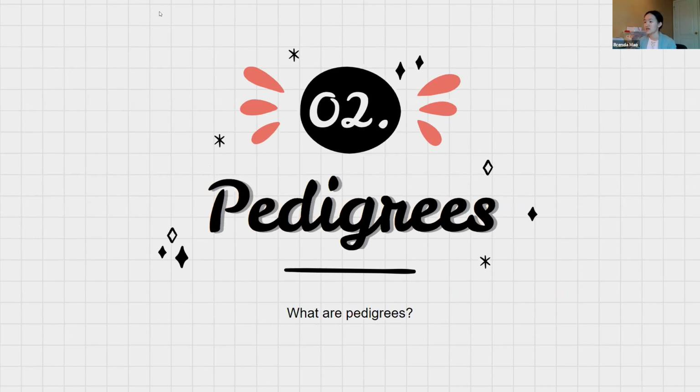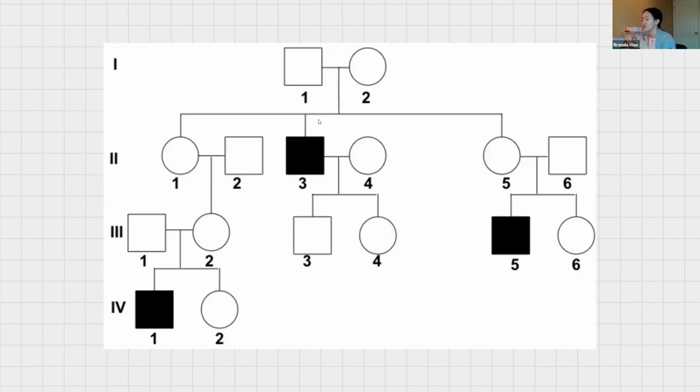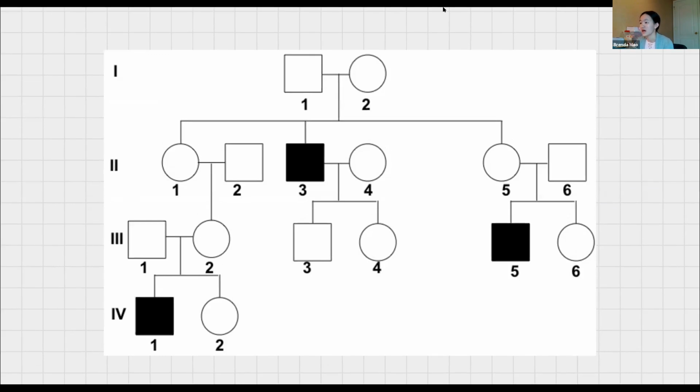No? Alrighty. Okay, so on to the main portion of this class, which is going to be pedigrees. First of all, I have an image of a pedigree. The first thing you might notice is that it looks kind of like a family tree, and you would be correct. Pedigrees are kind of like family trees, but they're used to track specific diseases or traits within a family.